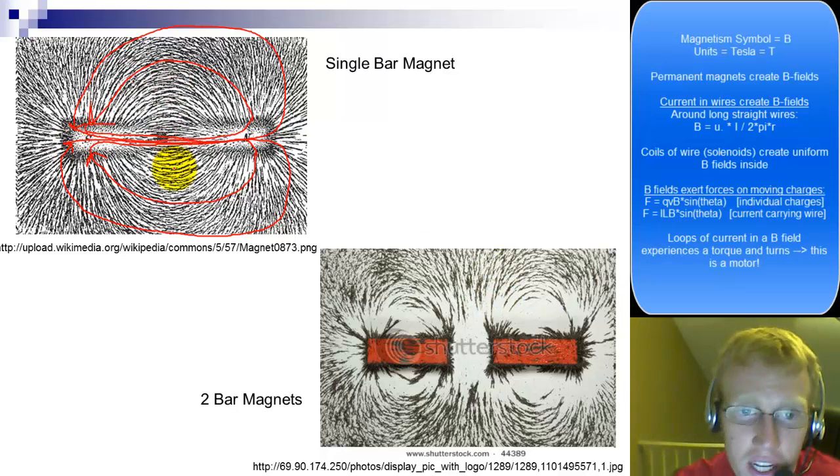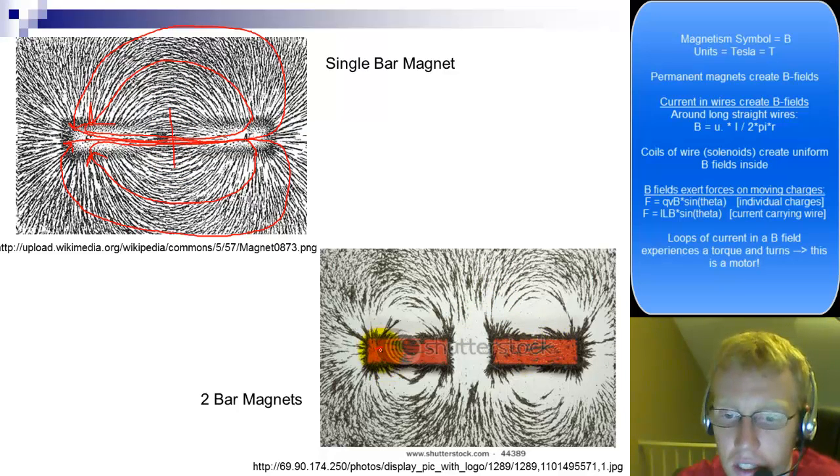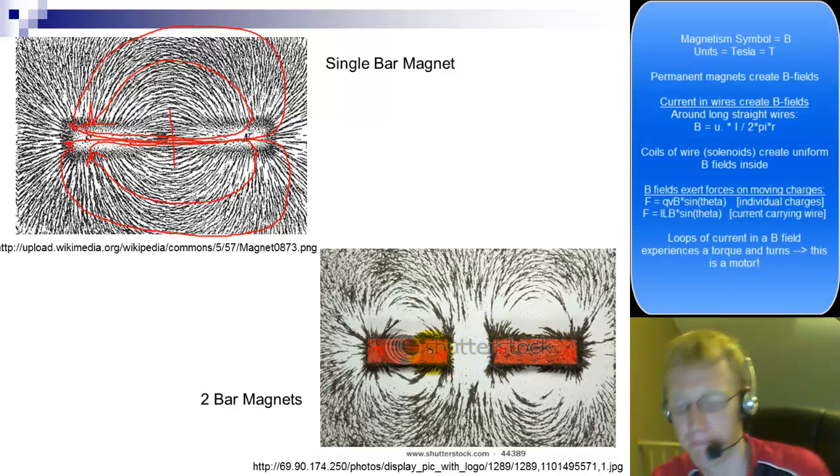So if you take a magnet like this and you break it in half, you get two magnets. Maybe this is south and north and south and north. So when you sever it, instead of all of this being south and all of this being north, it breaks apart such that this is south and this is north.